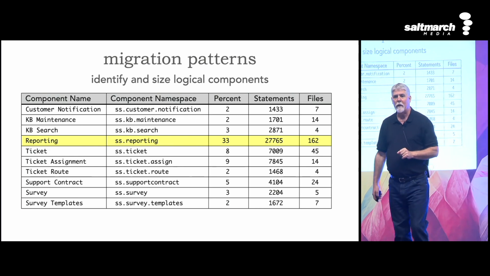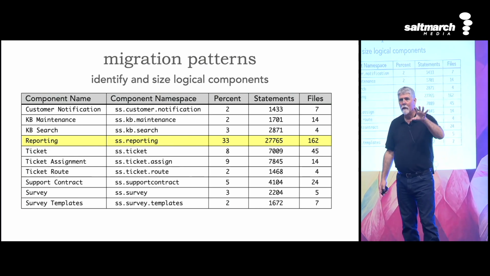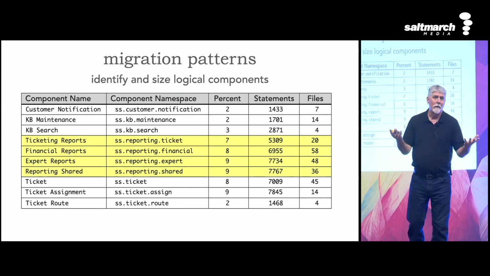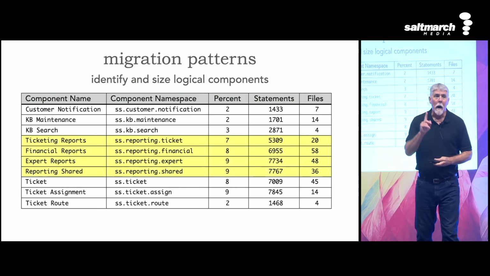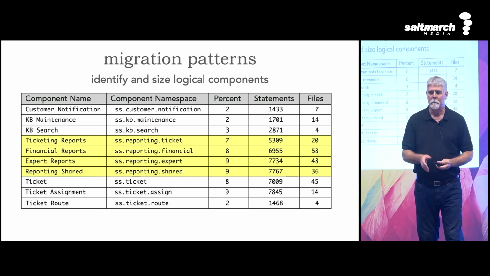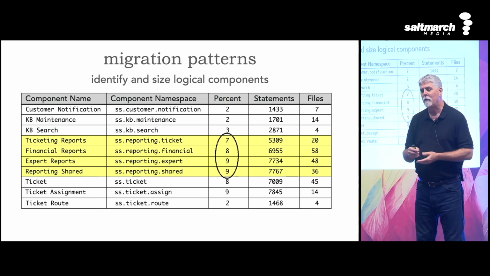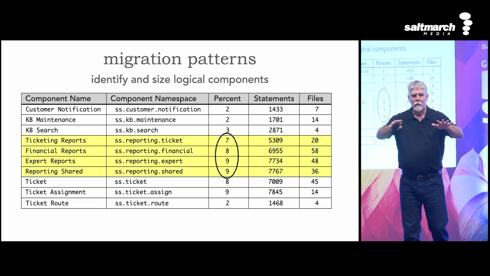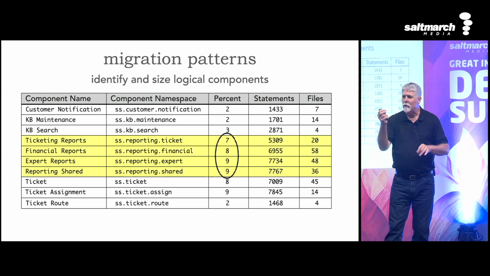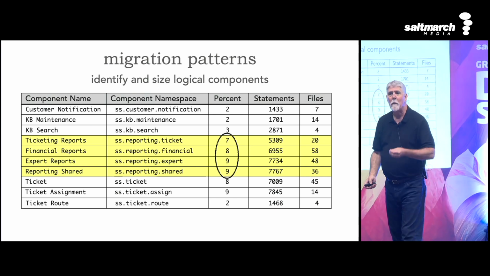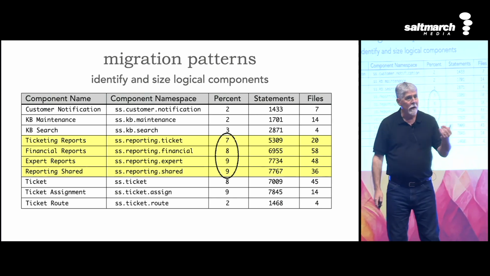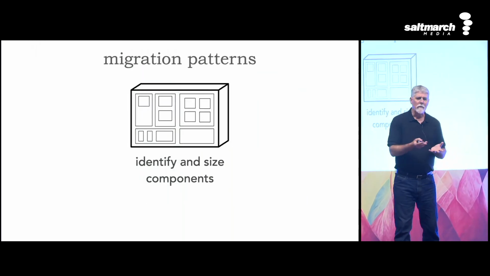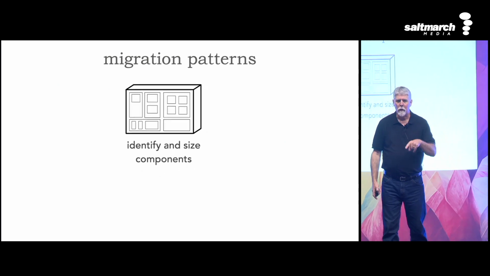Reporting 33%. That's a component. But we break it apart, and now nothing's greater than 10%. This is a much more modular system already. Okay, so that's really the first pattern. It's really about finding out what we have and starting to properly size everything. This gives us much better maintainability, less coupling between our components, better testability as well. Okay, so that's identifying and sizing components.